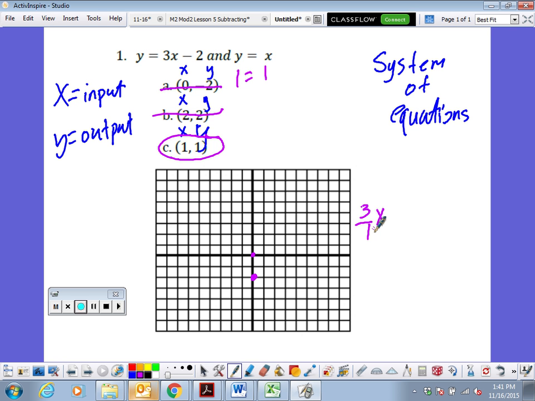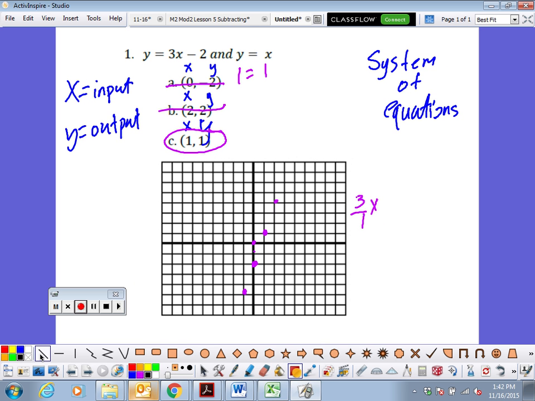If you're not too sure about rise over run, just start picking points off the graph and put them in. 0 times 3 is 0, minus 2, negative 2. 1 times 3 is 3, 3 minus 2 is 1. But if you know the slope is 3 over 1, I go up 3 over 1. I can go down 3 to the left though. Down 3, and I keep going, and there is my function right there. There is my first line.